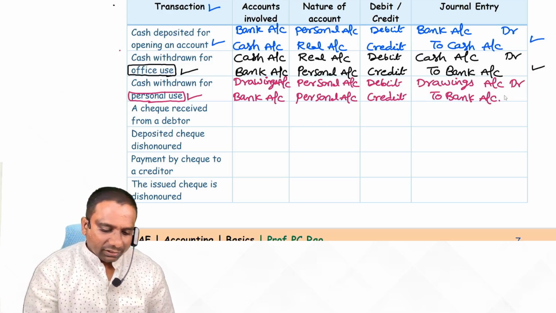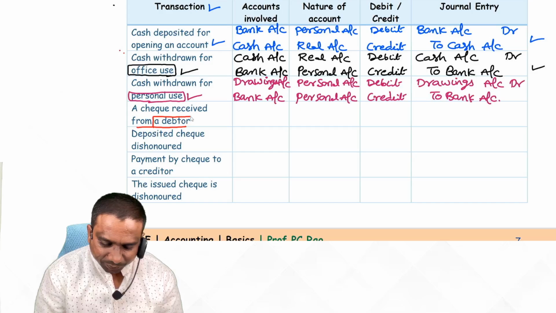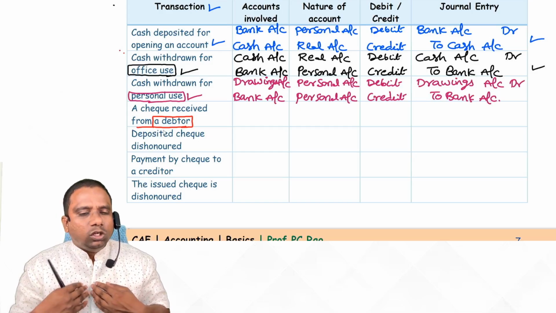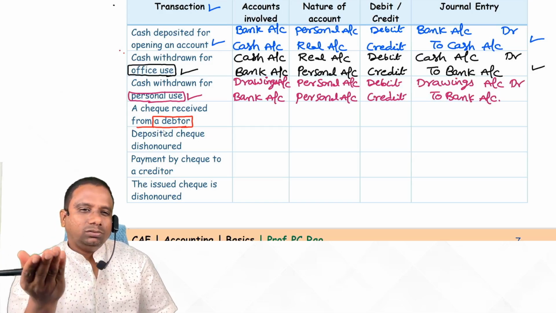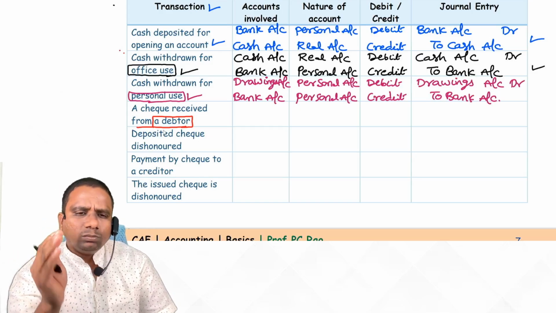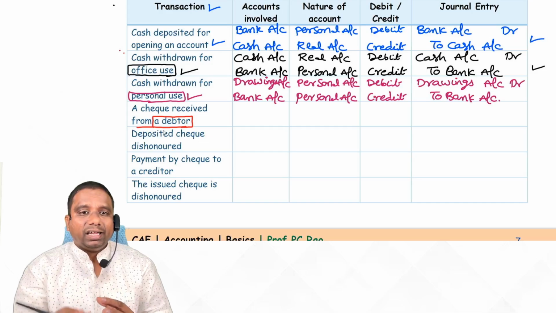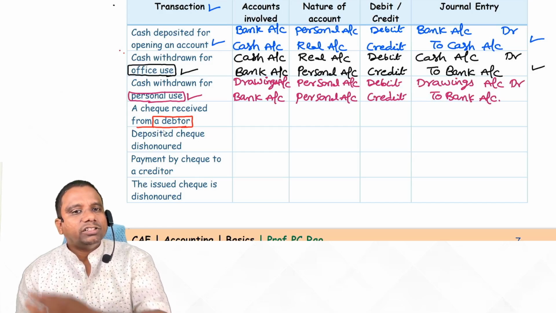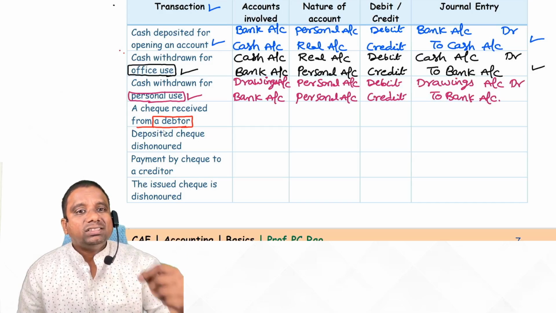And the next important one: a check received from a debtor. This means he received a check. What we do is deposit this check directly into the bank, because you know very well, most students, almost all students, have visited the bank. This check can be encashed only in the bank. I received a check, and it can be encashed only in the bank. Yes or no? So whatever check we receive from a debtor is first deposited in the bank.